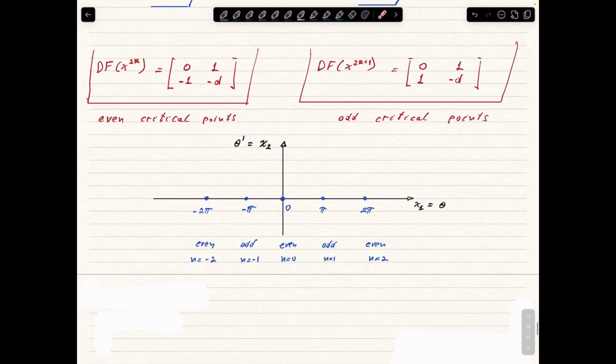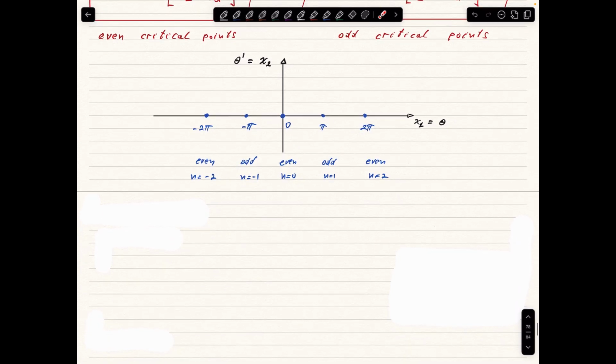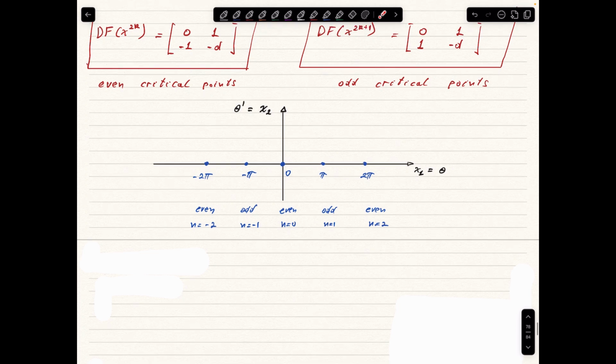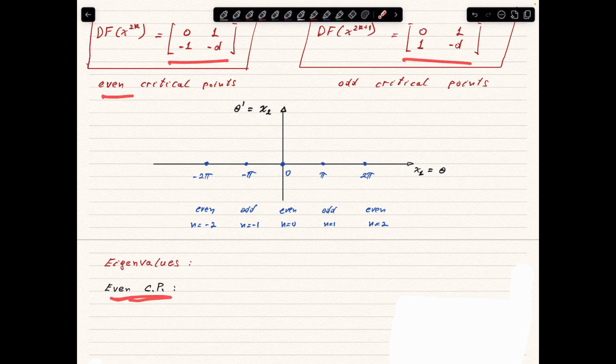To find out what behavior we have in even and odd critical points, we need to compute the eigenvalues and eigenvectors. So let's start with the eigenvalues. Well, we have 2 matrices to work with, this one and this one. Let's start with the even critical points, so this matrix here.